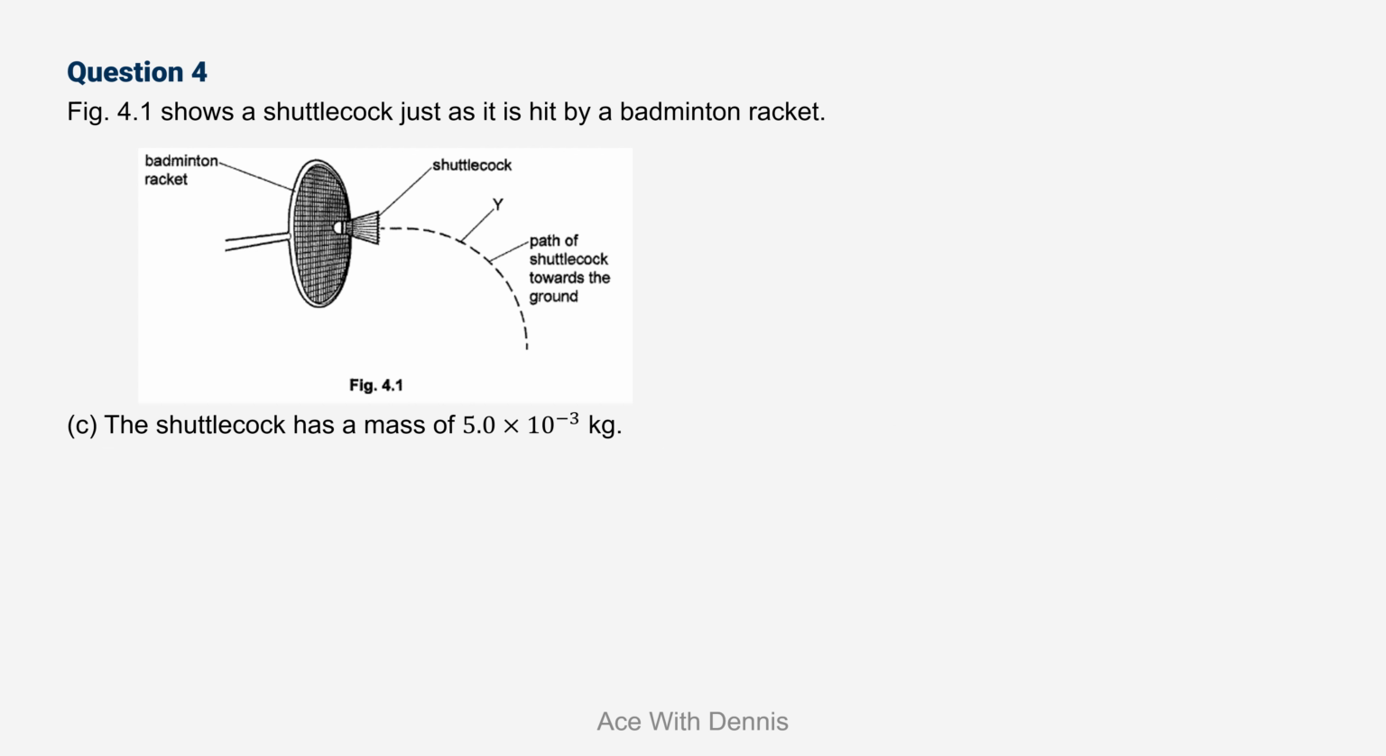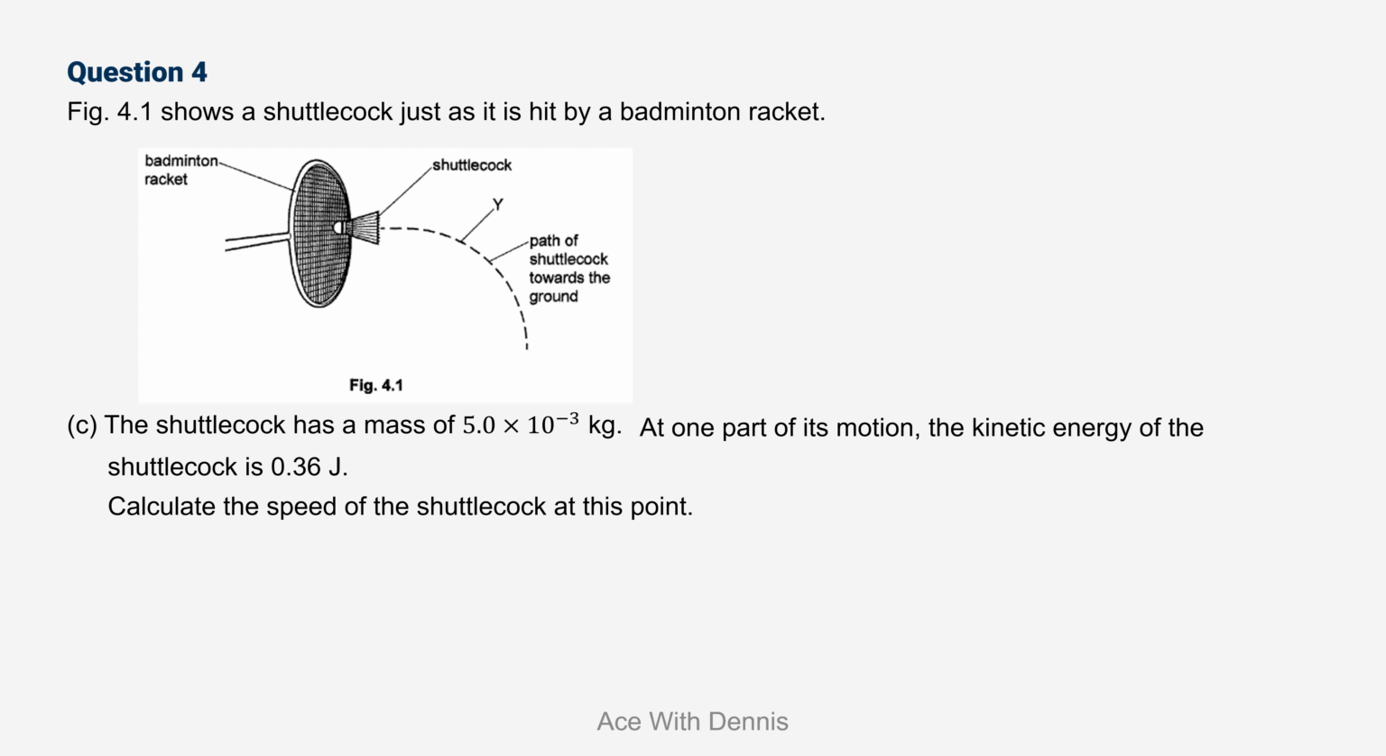C. The shuttlecock has a mass of 5.0 times 10 to the power negative 3 kilograms. At one part of its motion, the kinetic energy of the shuttlecock is 0.36 joules. Calculate the speed of the shuttlecock at this point. So, a 2-mark question. Since this is a kinetic energy question, we use the kinetic energy formula, which is half mv squared. Then we substitute all the values given. Kinetic energy is 0.36 joules.